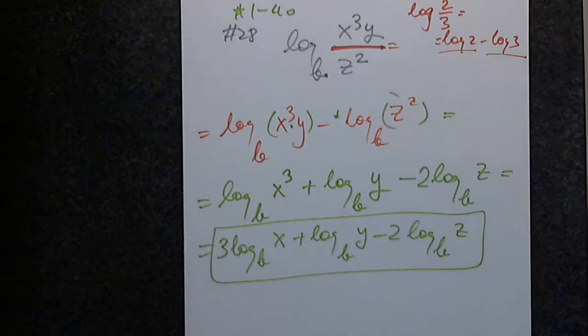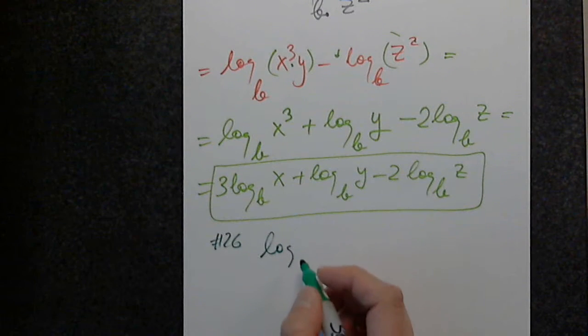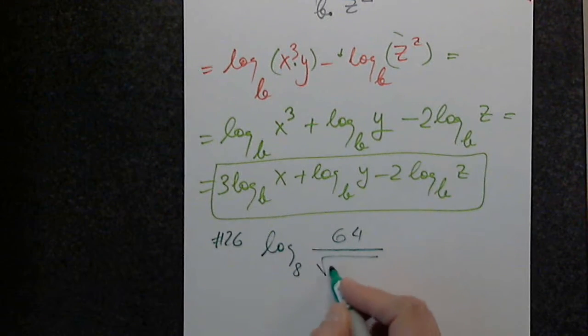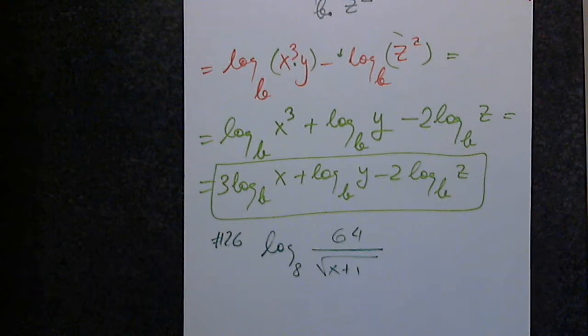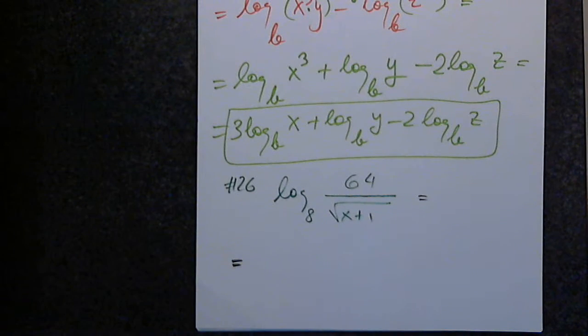Okay, I'm ready for any problem you would like to see from 1 through 40 on page 501. If not, I will choose. We need 26. 26 it is. Excellent. In 26, we have log base 8 of 64 divided by the square root of x plus 1. Very good. Again, I start with a quotient. What would you tell me to write?